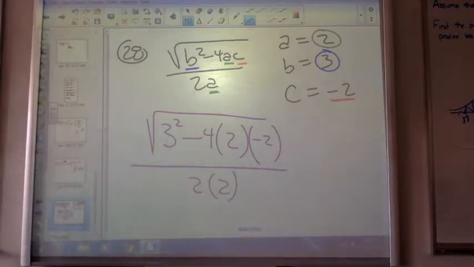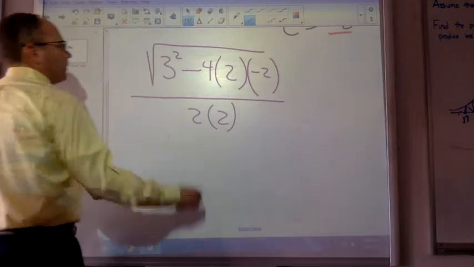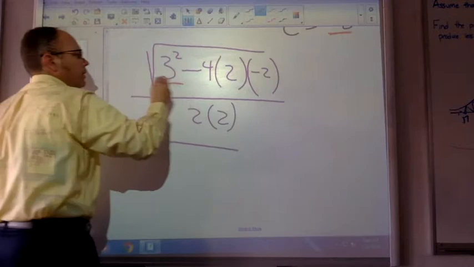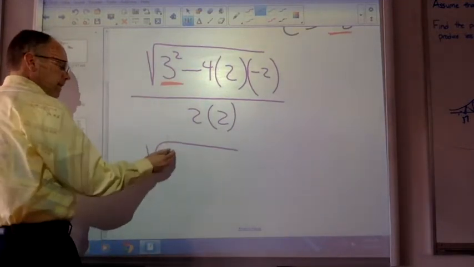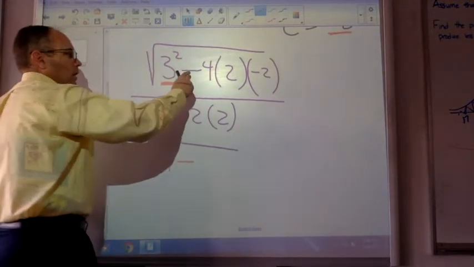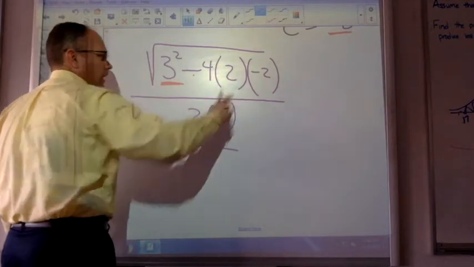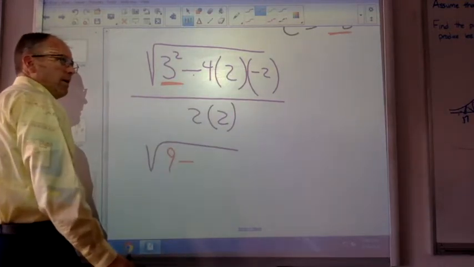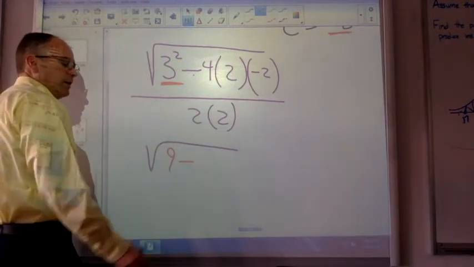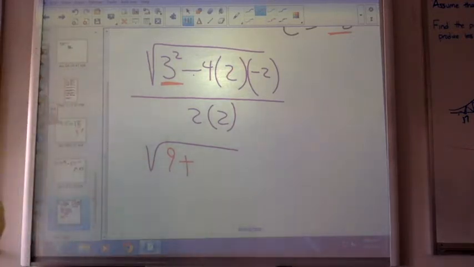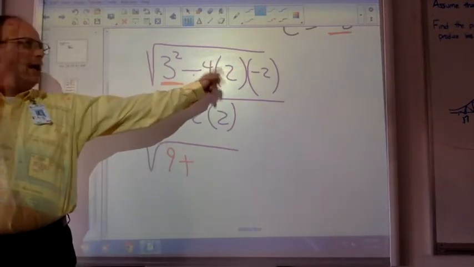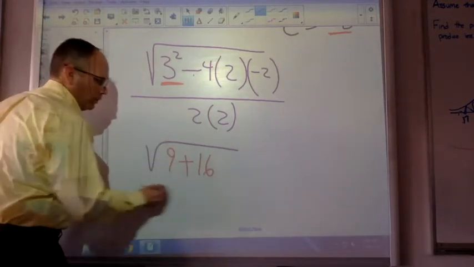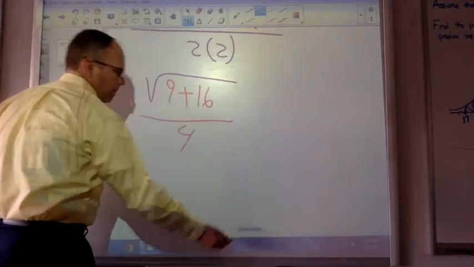All right, let's see if we can figure out the math behind it. Okay, underneath the square root sign, what is 3 squared? 9 minus, okay, so let's see, I have a negative times a positive times a negative. Negative times a positive times a negative. Is it positive or negative? It's positive. Right? So 4 times 2 is 8. 8 times 2 is 16. And then 2 times 2 is 4. That okay so far?